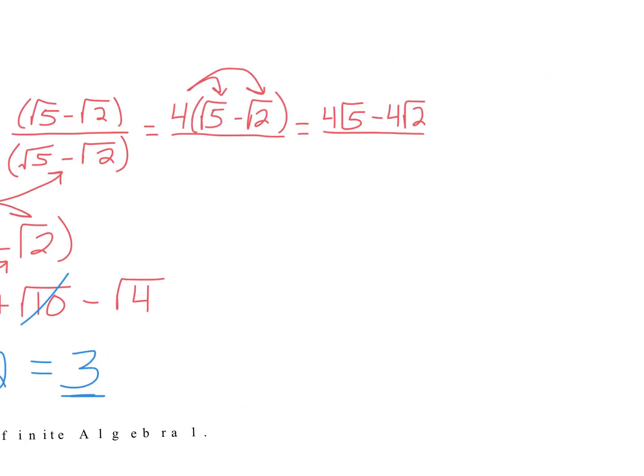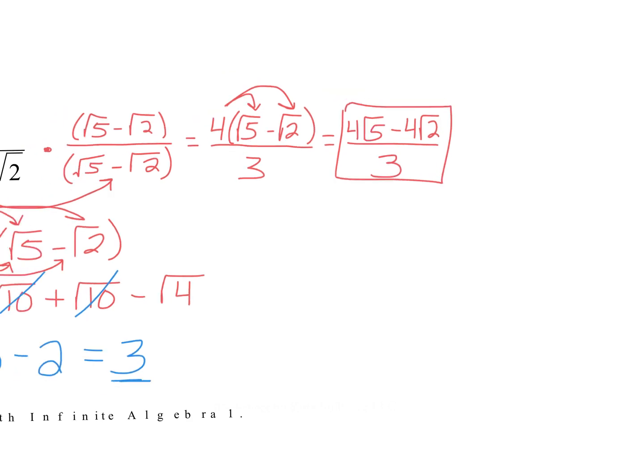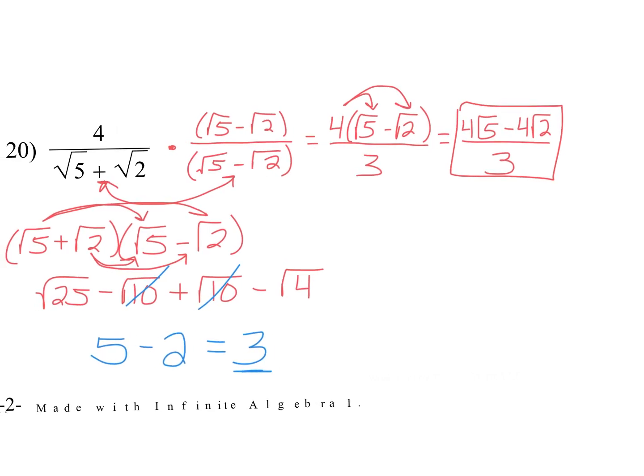So over here, we have 3. And then is there anything else I can simplify? Nope, because they're not both radicals. So here we are just done. The only thing that changes when you have that addition is you multiply by the conjugate. Okay?